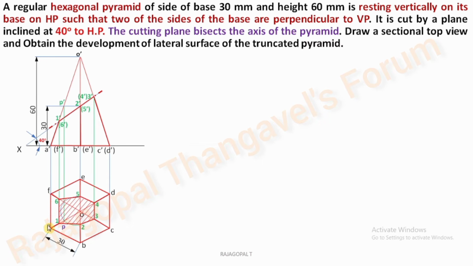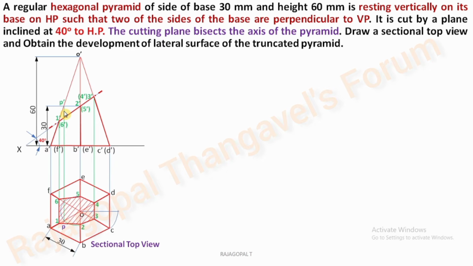So now this is the complete sectional top view. Don't forget to transfer the remaining portion of slant edge into thick lines. Okay. Now the cutting points of section plane is identified and sectional top view also completed. We will move on to a development of lateral surface of the truncated pyramid.